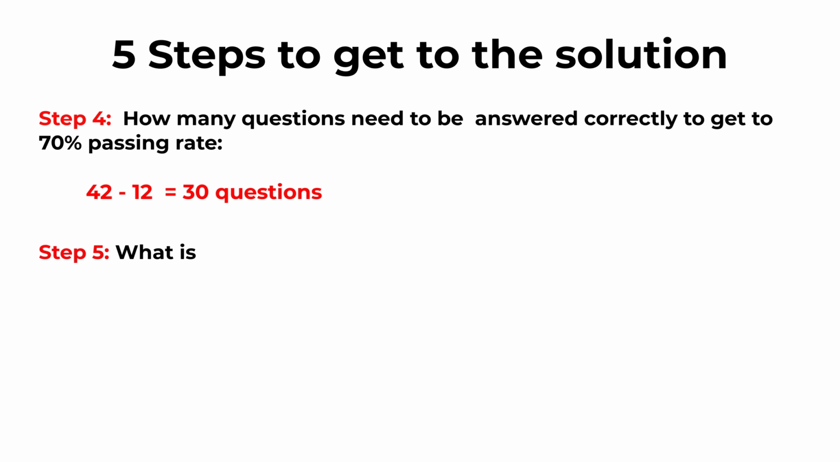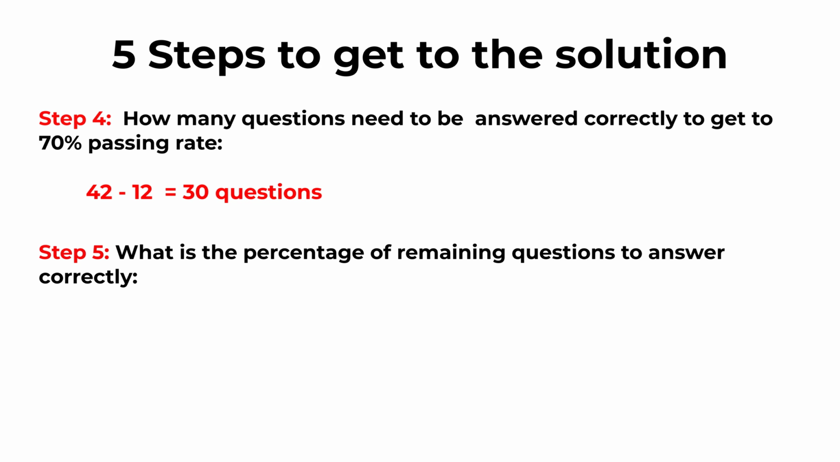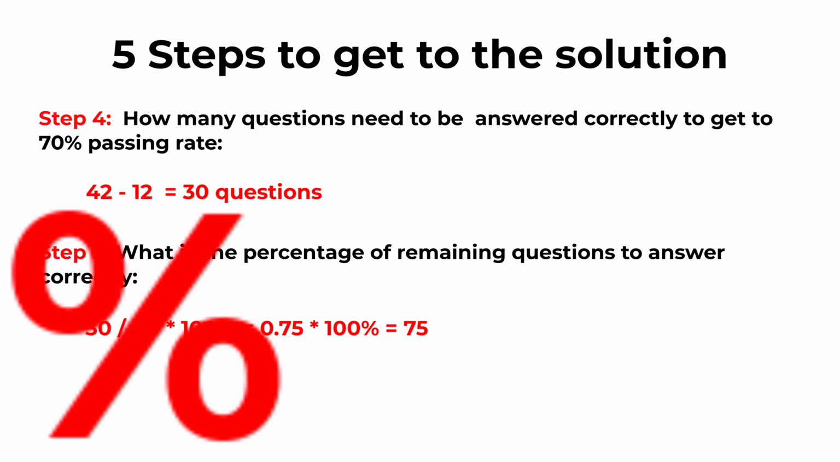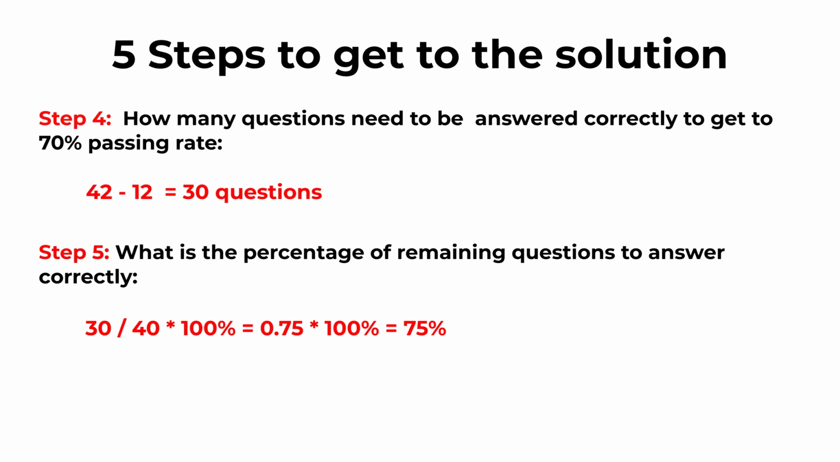So the last calculation we need to do is to calculate the percentage of remaining questions we need to answer correctly. To do this, we divide 30 by 40 and multiply it by 100%, which is equivalent to 0.75 multiplied by 100%. And the correct answer is choice D, 75%.